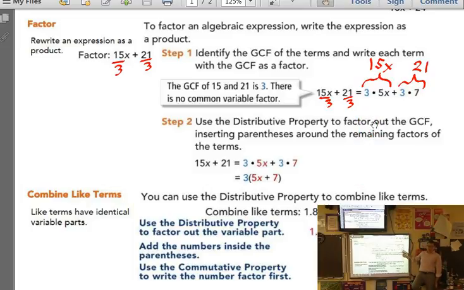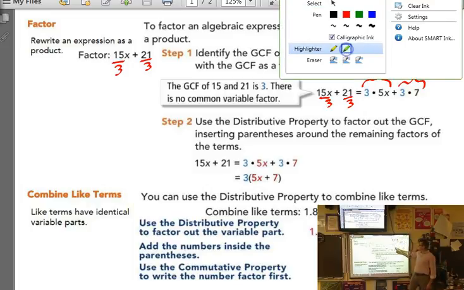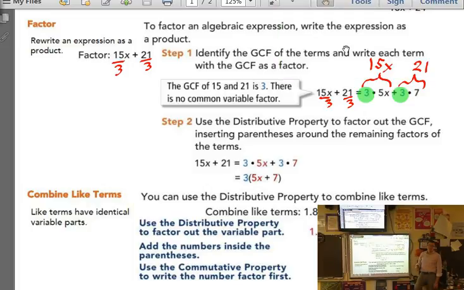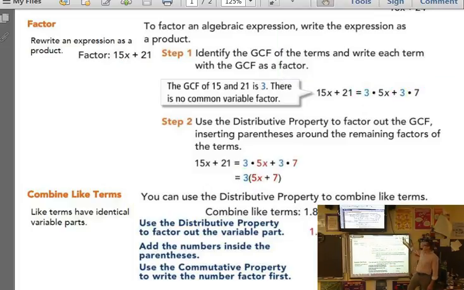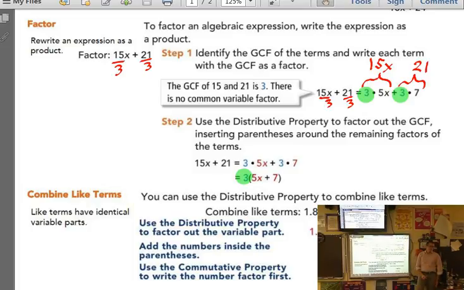So, the greatest common factor, guys, bring it back. What can multiply to go into or divide to come out of the expression goes in front of your parentheses, and the values you're left over with go in your parentheses. Any questions on any of this? We good with factoring? Because now we're stepping forward into combining like terms.